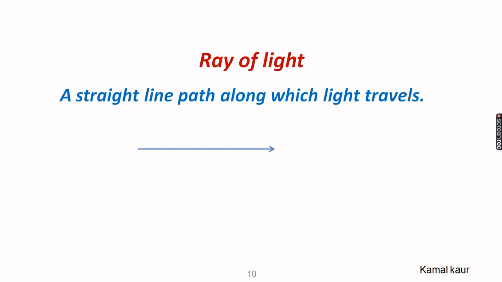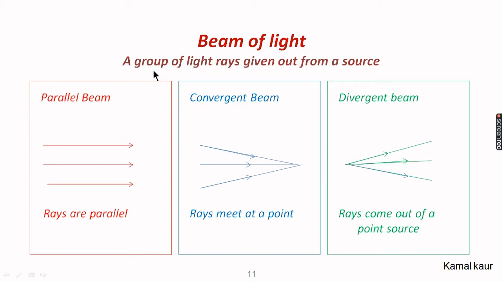We will see a few important terms. A ray of light is a straight line path along which light travels. And a beam of light is a group of light rays given out from a source. These can be of three types. If all the rays are parallel to one another, we call it a parallel beam. If rays are coming from different directions but they meet at one point, it is called a convergent beam. A divergent beam of light starts from one point and goes in different directions. A divergent beam can be formed if the light is coming from a point source.